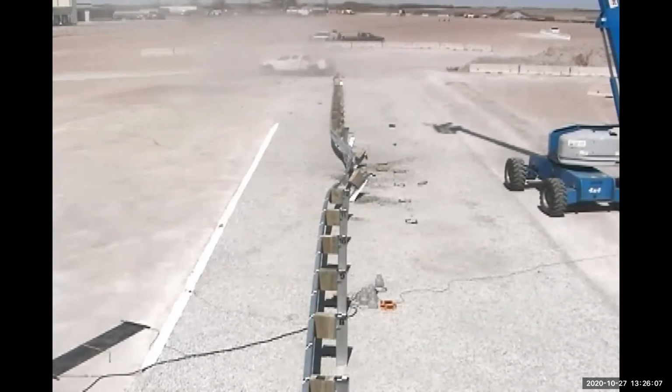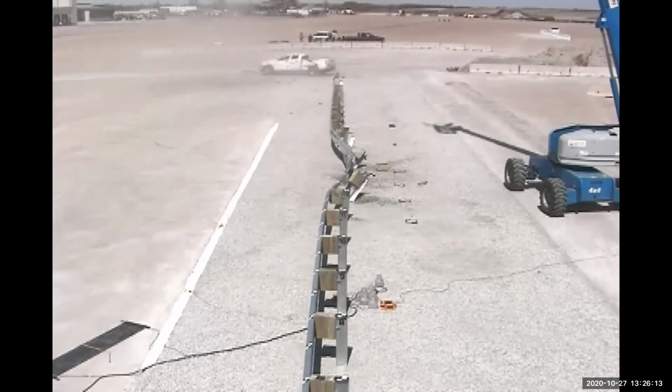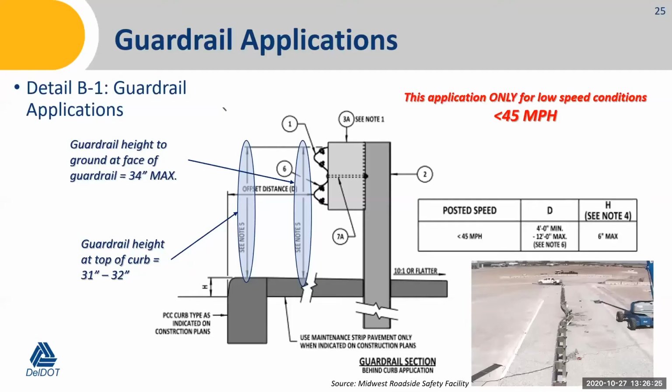This was the test of the fleet, which that test is done at 62 miles per hour, and that truck rolled and that failed test right there. So there'll probably be more testing on this in the future, but as of now, the situation offset from the face of the curb is only allowed for speeds less than 45 miles per hour.